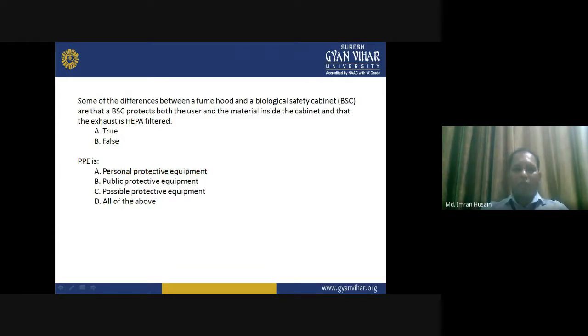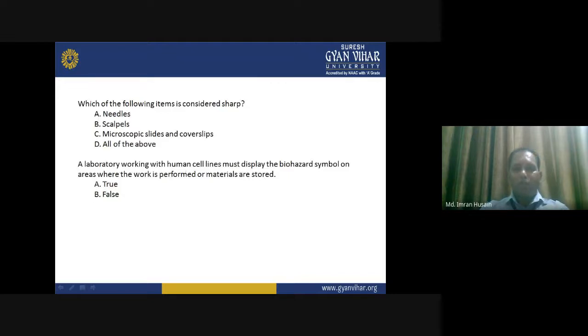Some of the differences between a fume hood and a biological safety cabinet (BSC) are that a BSC protects both the user and the material inside the cabinet, and that the exhaust is HEPA filtered. That is two of the things. PPE is personal protective equipment, public protective equipment, possible protective equipment, or all the above. Which of the following items is considered sharp? Needles, scalpels, microscope slides and cover slips, or all the above?